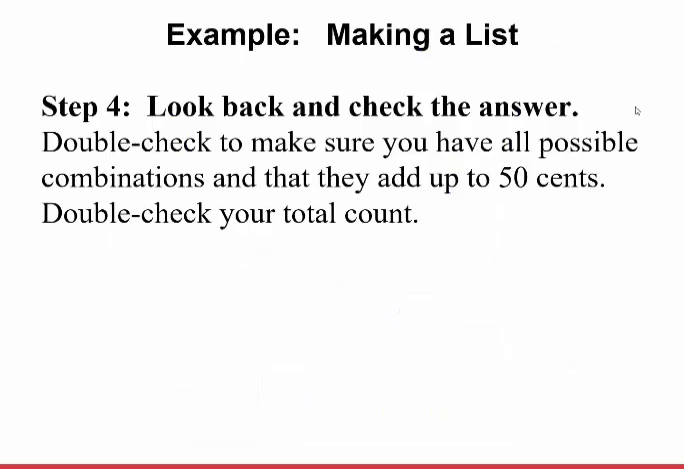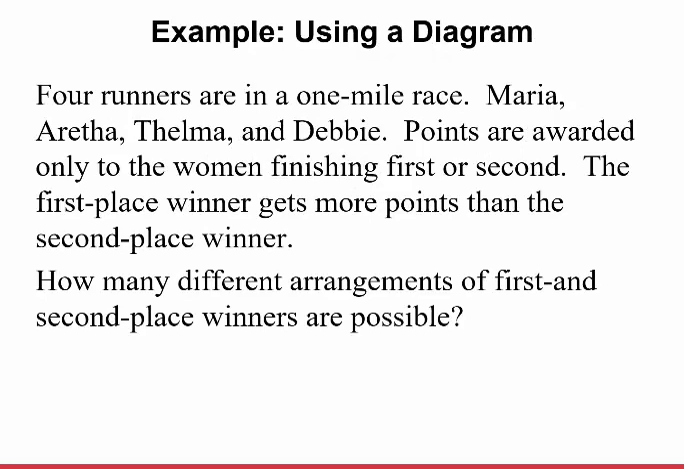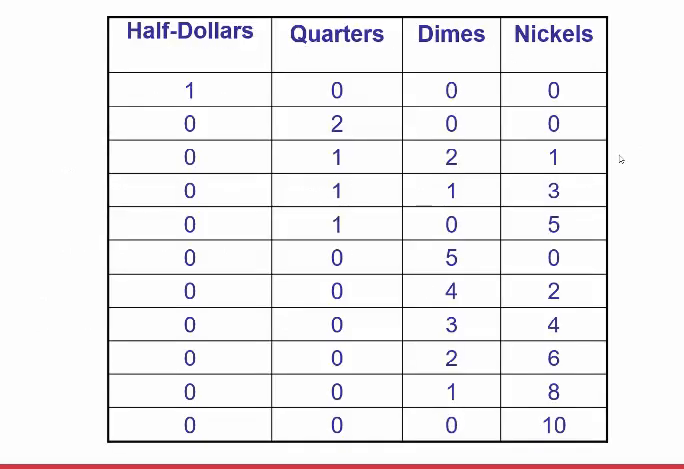So when you look back and check the answer, double check to make sure all the possible combinations that you found add up to 50 cents. And it does look like it does. Whenever you do this, it double checks that all of them add up to 50 cents.